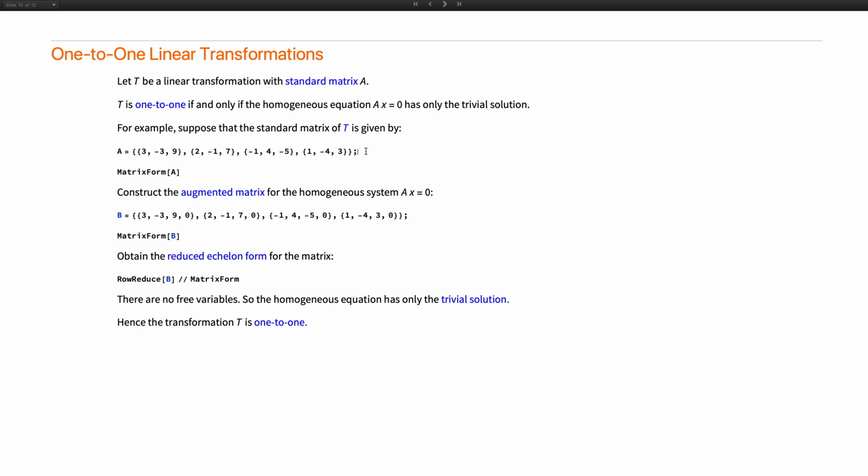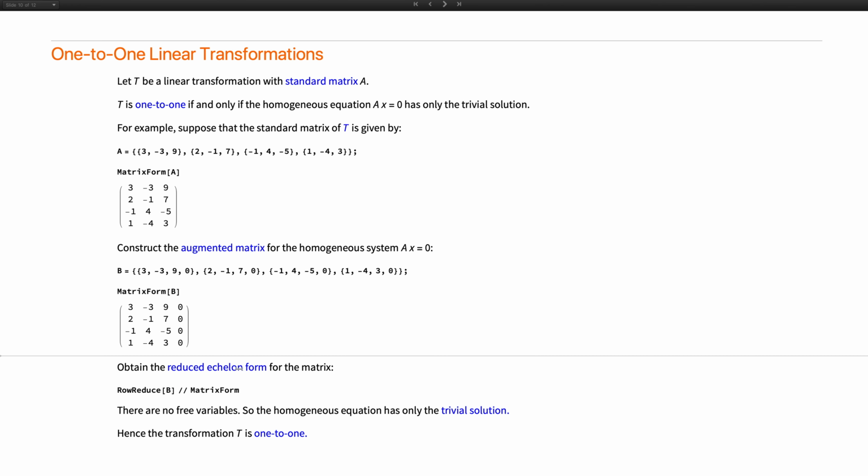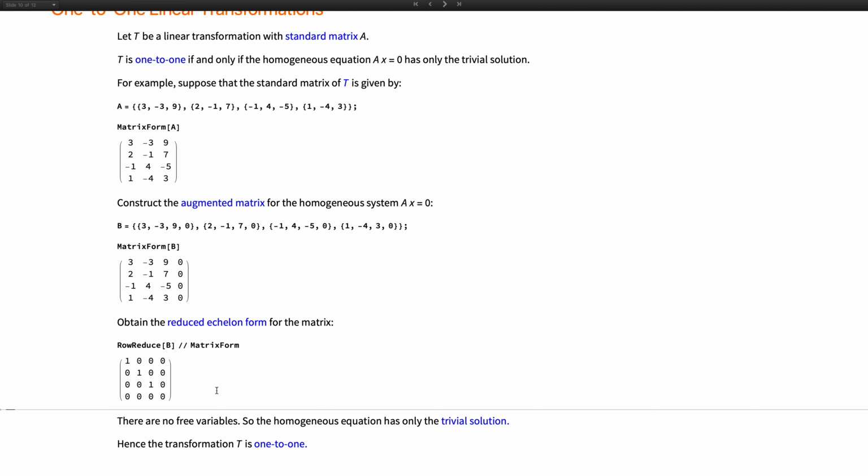So let's say you have a transformation given by this matrix over here. You want to check if it's one-to-one. So what you do is you look at the homogeneous equation Ax = 0 and form the augmented matrix, row reduce it, and you see over here that you actually have no free variables. The first 3 columns are just what they should be, and so you only have the trivial solution (0, 0) for this homogeneous system, and hence the transformation is one-to-one.